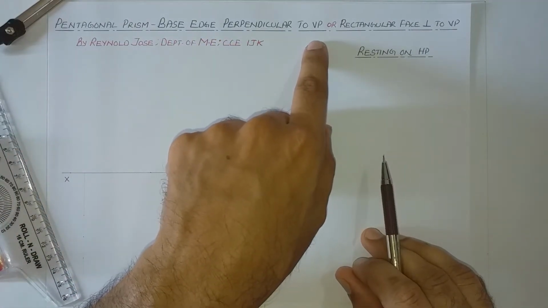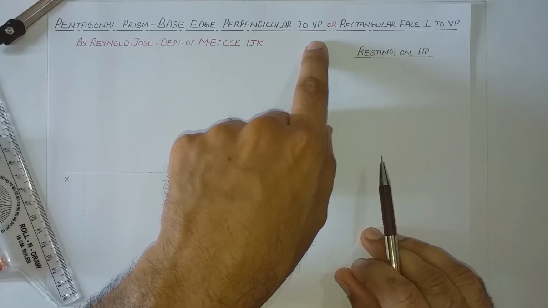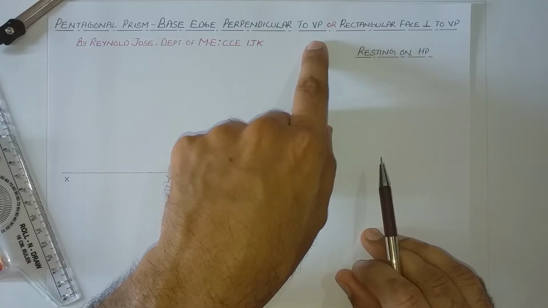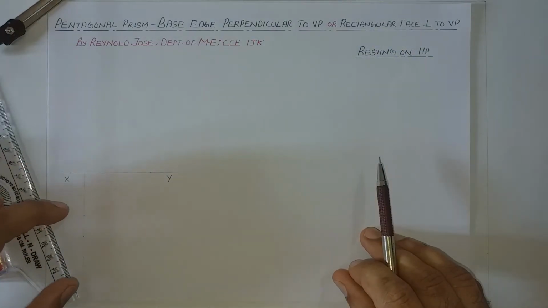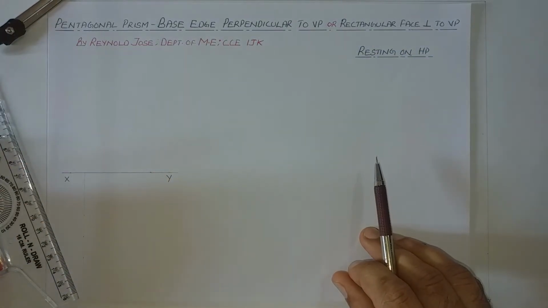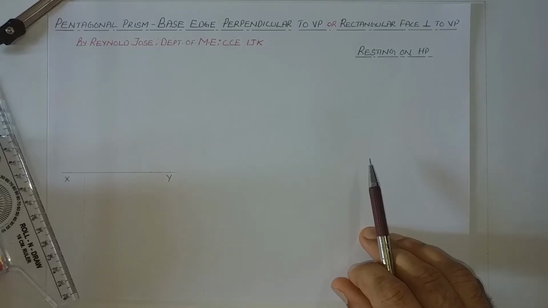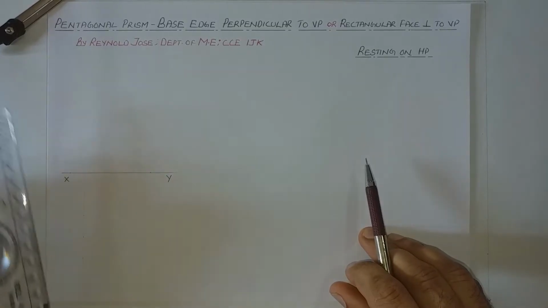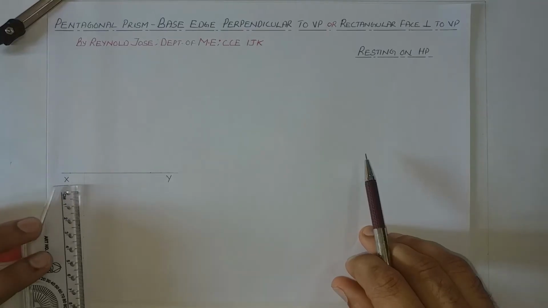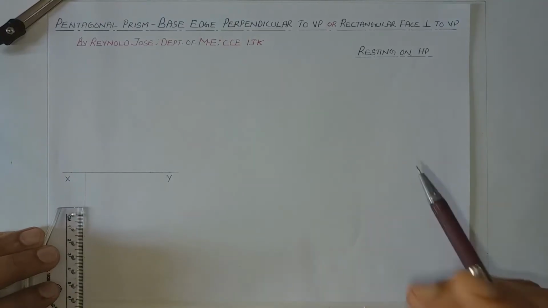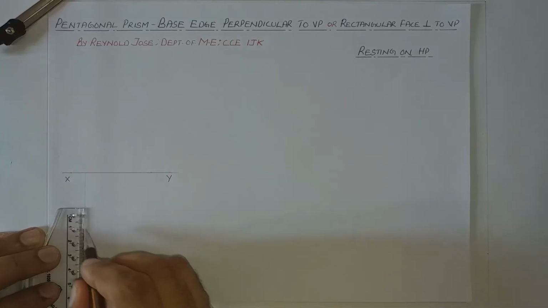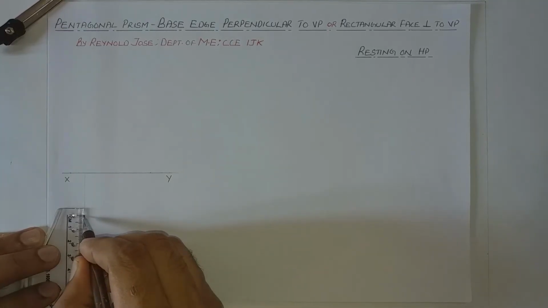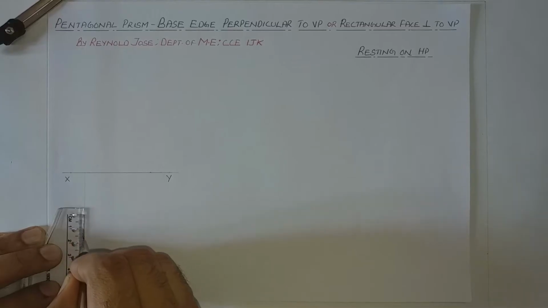So perpendicular to VP means it will be perpendicular to the XY line in the top view. So we shall start it from this extreme end. Let us assume that it has a base edge length of 30 mm and a height of 70 mm. So we shall start with a line that is perpendicular to the XY line from the left hand side. Here I shall draw a thick line which has a length of 30 mm.